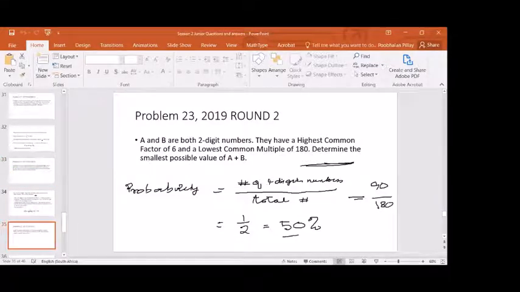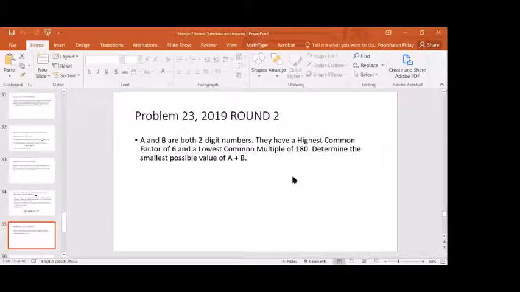So we're going on to problem number 23 now. And problem number 23 is quite a tricky problem. It says that A and B are both 2-digit numbers. They have a highest common factor of 6 and the lowest common multiple of 180. LCM is 180, the HCF is 6.